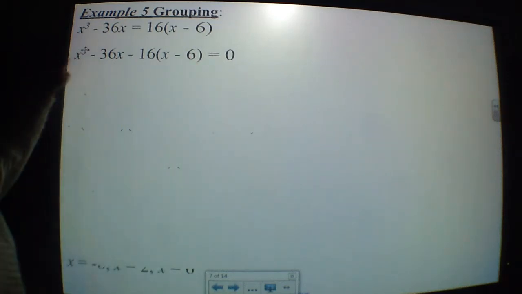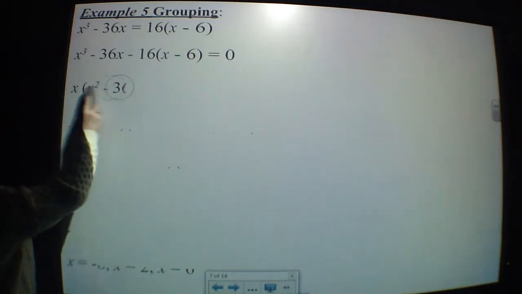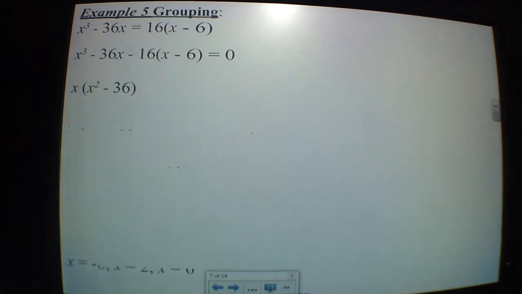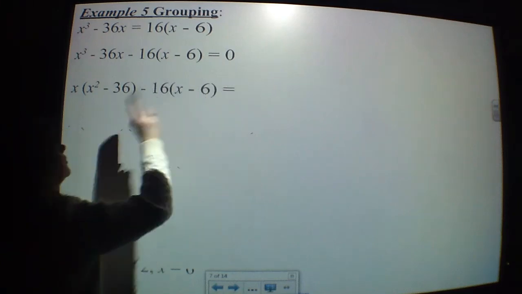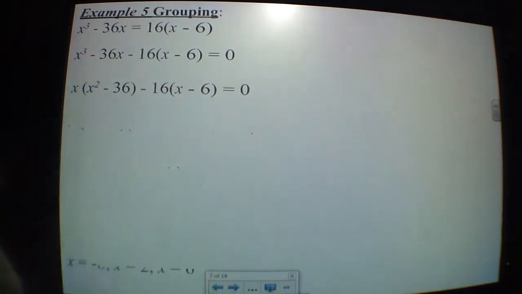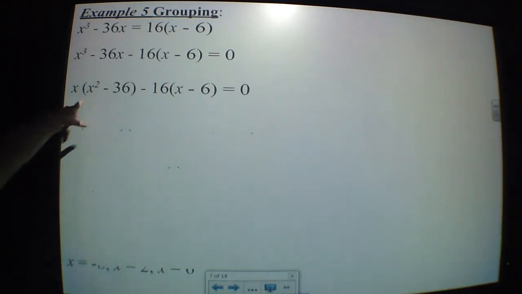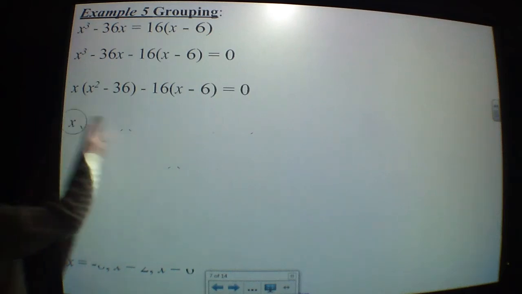So I'm going to look at these two terms here. And that's what I said, factor out an x. This side you could have left on the other side if you wanted and moved it later, or I moved it first. But there's nothing common that I can factor out. But x squared minus 36 is x plus 6, x minus 6. So let's factor that.